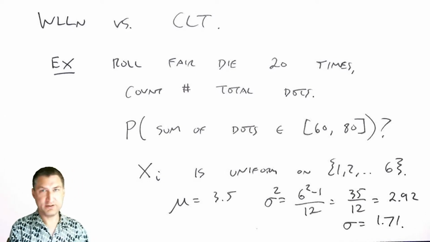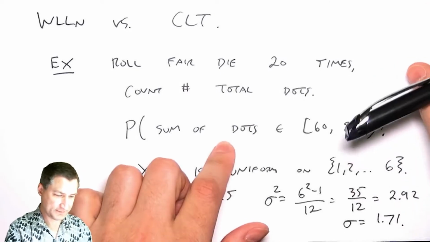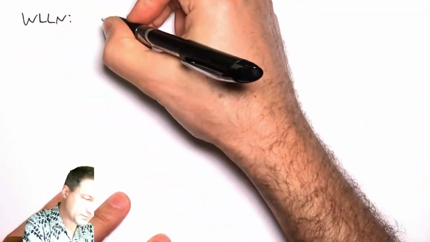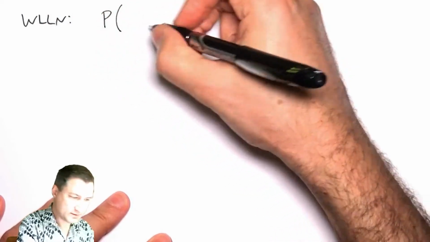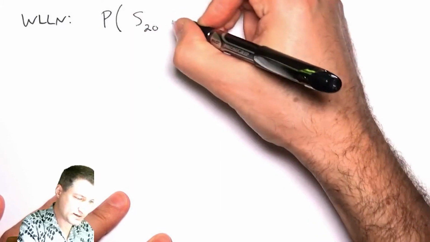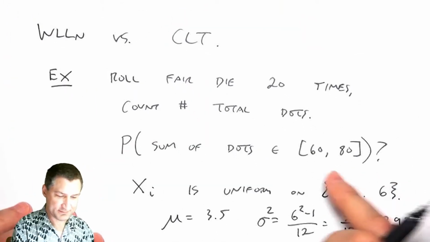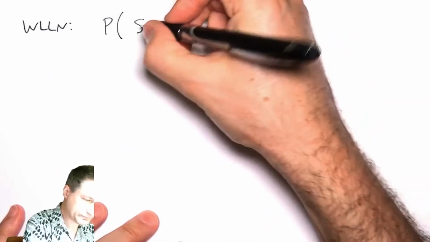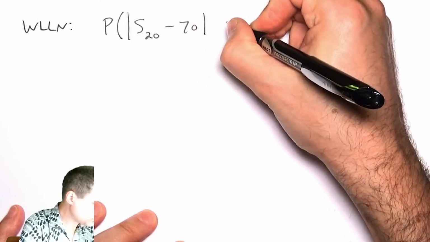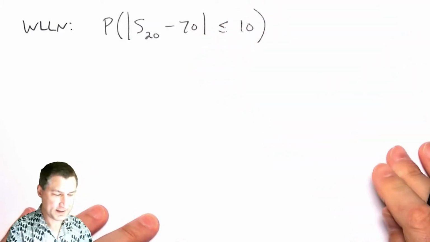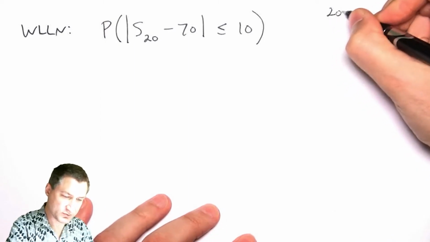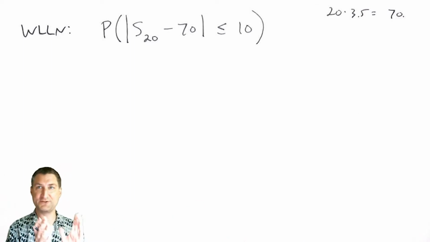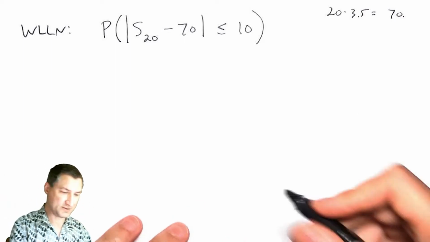So what would the law of large numbers tell me about this? The weak law of large numbers version will say the following. The probability that the sum of the dots, so the sum of 20 things, and here I'm going to rewrite this as saying that I'm plus or minus 10 from 70. And again, what is my expected value? I do 20 rolls, and the average is 3.5, so my expected value of those 20 rolls is 70. So I've chosen an interval that is centered about the mean already.